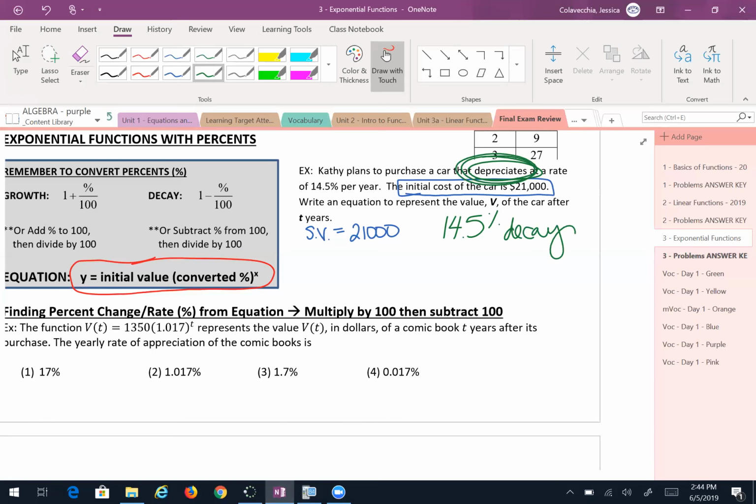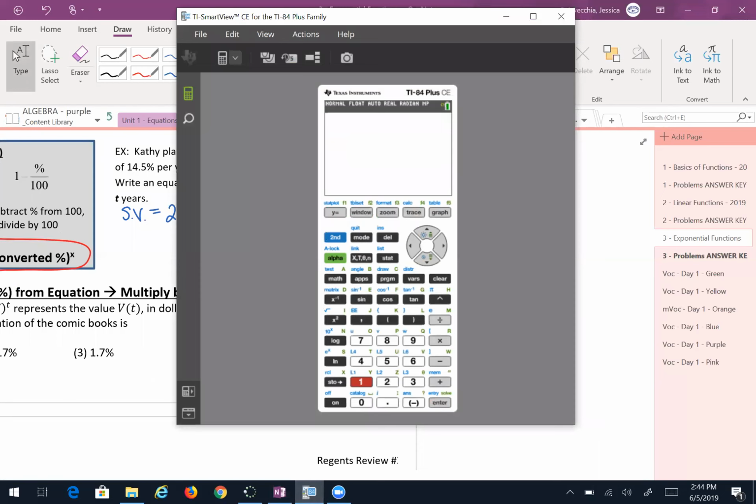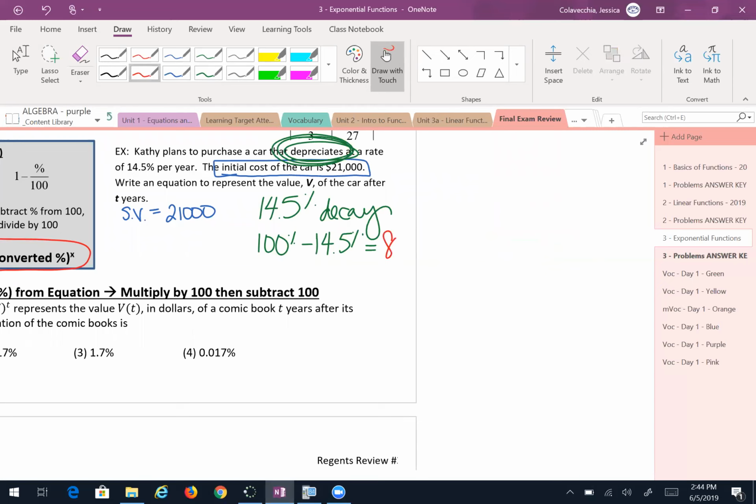If it's decay, is that going to be above or below 100%? No, decay. Below. All right, so you're going to have to do 100% minus 14.5%. All right, and when we do that, 100 minus 14.5 is 85.5%. Now, is this the number that we're going to put inside of parentheses as our scale factor?